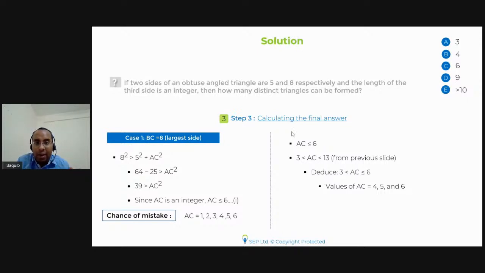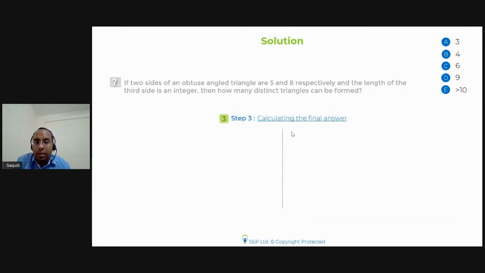I know I've explained it elaborately. In the exam, you have to do it quickly, but this is how you need to do it. So if BC is the largest side, then you'll say that there are 3 possible triangles that can be made. But don't mark the answer as A. Thankfully, nobody did, which is very good. You have to consider the other case also, when AC is the largest side.